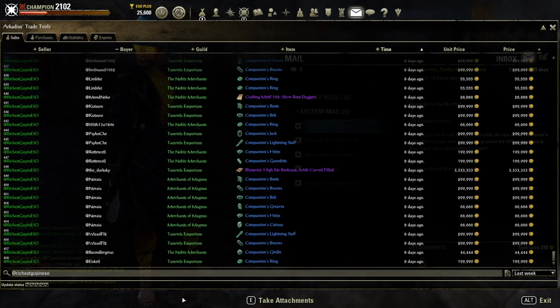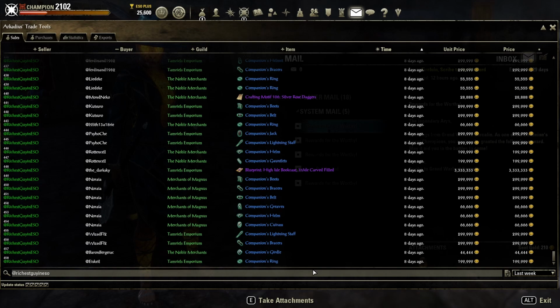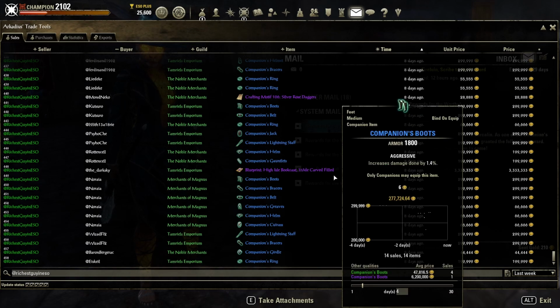Here you have a table of the Arkadius Trade Tools add-on sales and statistics from last week. Overall, companion gear went even more crazy than expected. With the two new companions, people want to equip them, and are ready to pay a lot to do so. You can see the first sales here from last week with overpriced companion gear, followed by a purple High Isle plan, which sold for over 3 million gold.